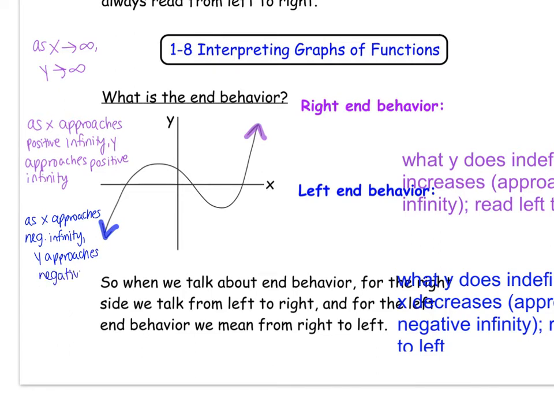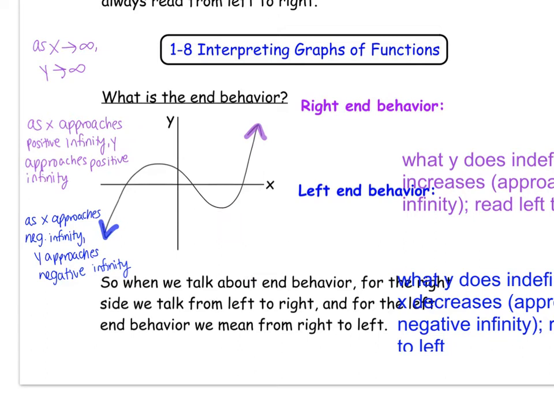Now it's not always going to be the same direction. We could also have a graph that is going this way. So I'm just going to draw a real quick graph. If it was going this way, then as x approaches positive infinity, this graph is pointing down. Y would approach negative infinity. And then for the left end behavior, as x approaches negative infinity, y would approach positive infinity. So that is an option.